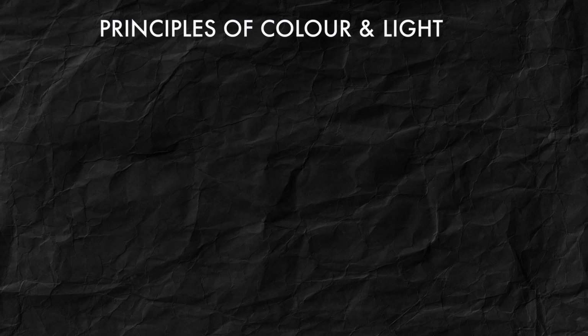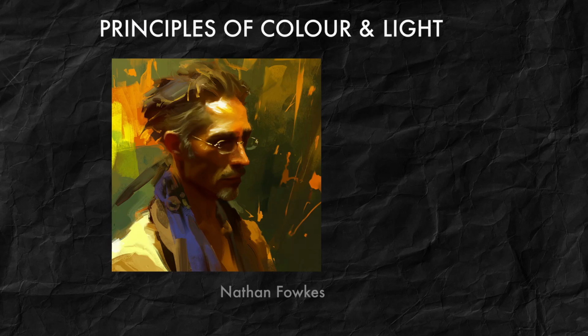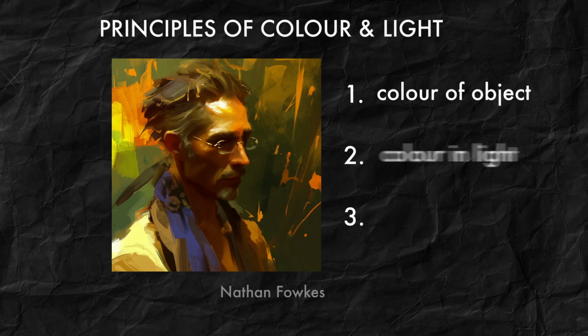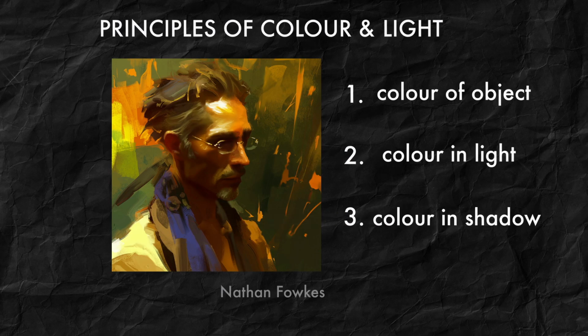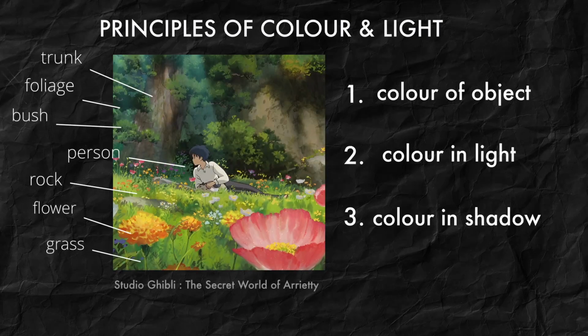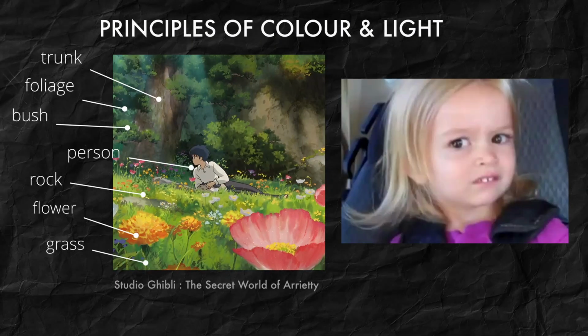In the previous video, we focused on the principles of color and light using this portrait by Nathan Fox, where our theme was how light affects color. Specifically, we looked at color of object, color in light, and color in shadow. We could easily do that kind of in-depth analysis since we were only dealing with a single subject. But as the number of objects increase in a scene, it can be difficult to analyze the light and shadow for every single one, especially when you only want to do a quick study.